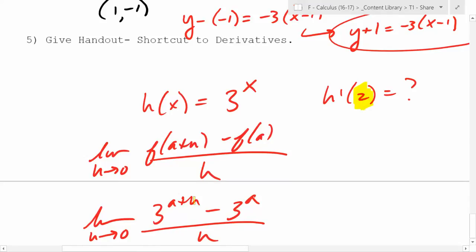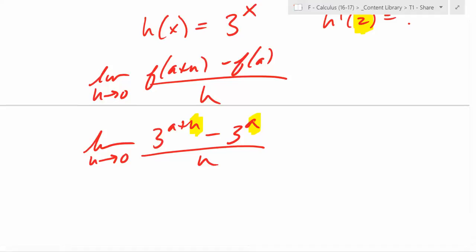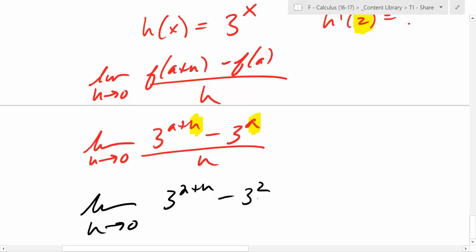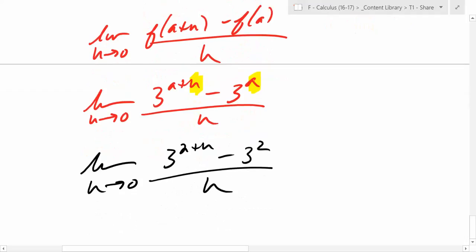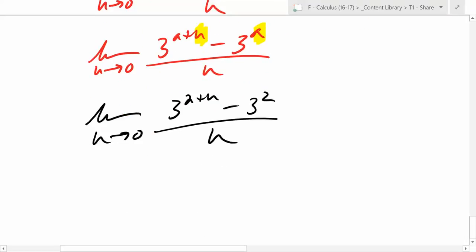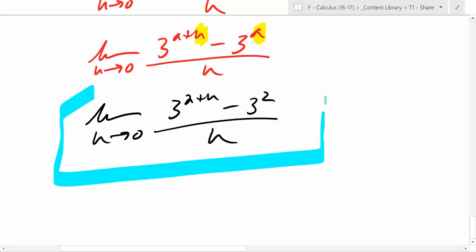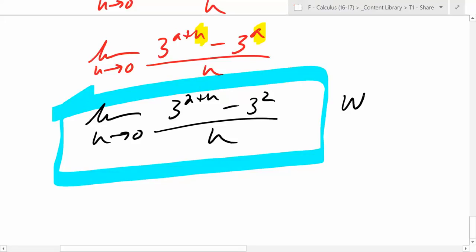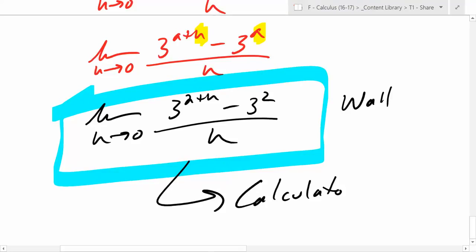But what is a in this case for this example that I gave you? It's 2. So we plug in 2 for a, and what do I get? I get the limit as h goes to 0 of 3 to the 2 plus h minus 3 to the 2, over h. Can you simplify that any further? No. We've hit a wall here, so what do you have to use? Calculator.